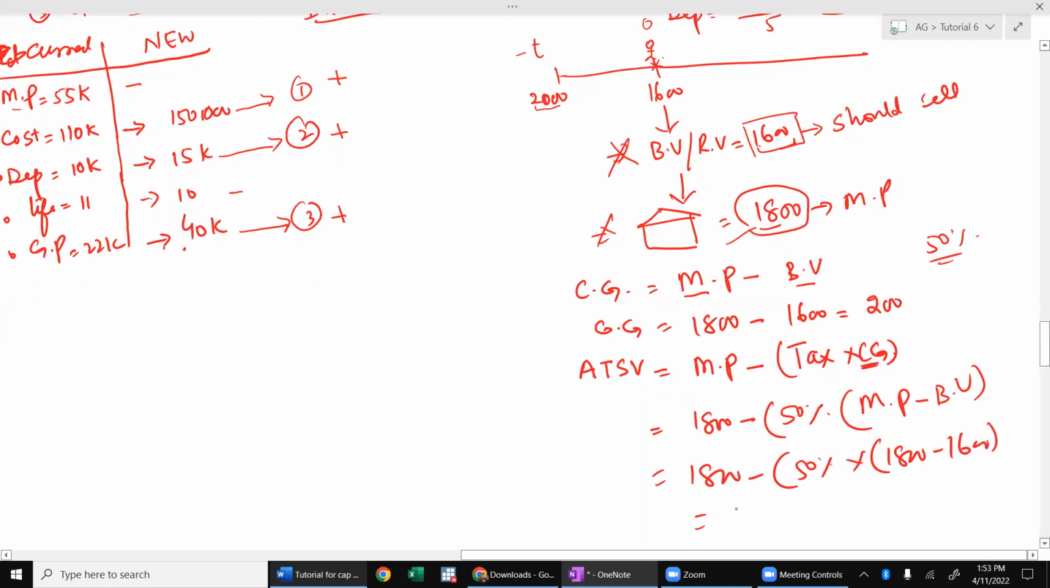1,800 minus 1,600, the answer will be 200, and 50% of 200 will be 100. So it means that your after tax salvage value is equal to 1700. So this is situation number 1, when you get more than your book value. Did you get it? So let's say we just reverse the situation. So it is 1400.